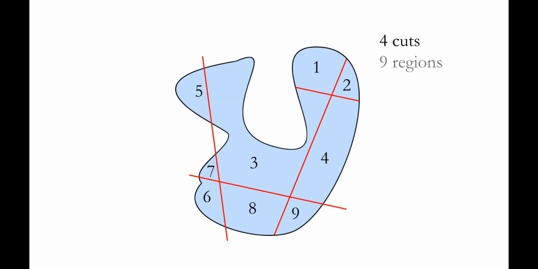We made 4 cuts and produced 9 regions. You see that it is hard to control the number of regions produced by a certain number of cuts. So let's limit ourselves to simpler cuts. Cuts like this one are a no-no. Here are 2 conditions.